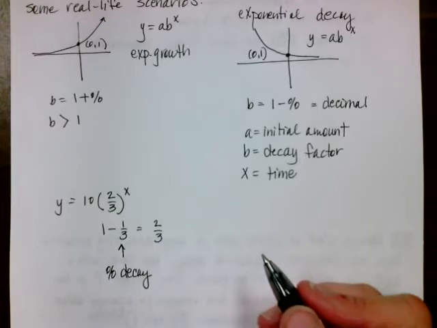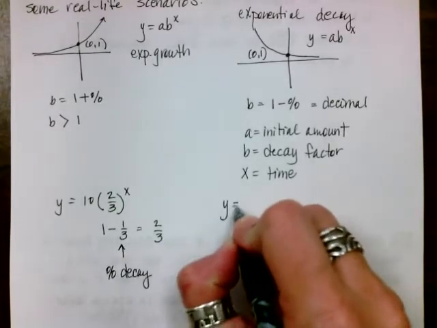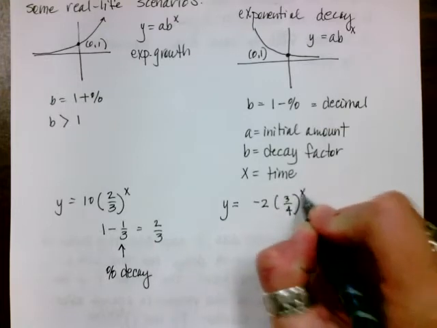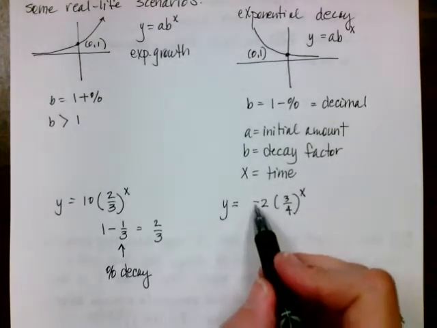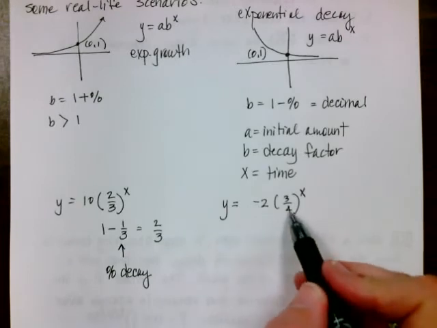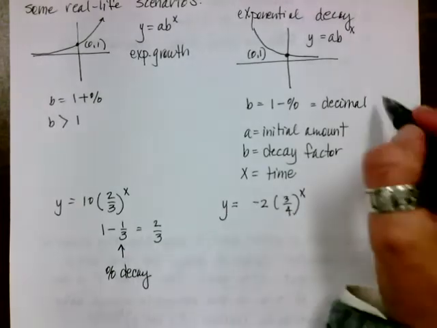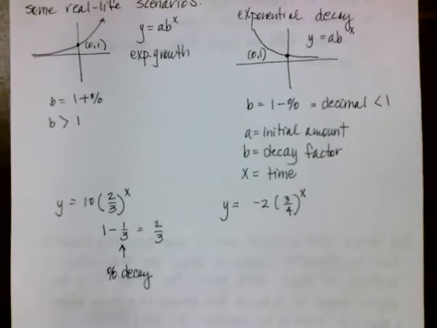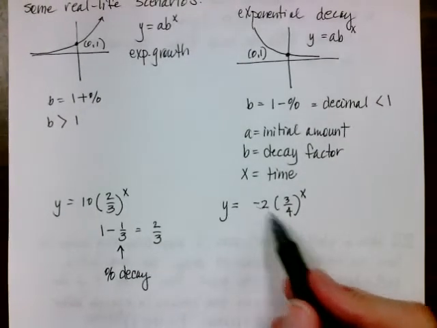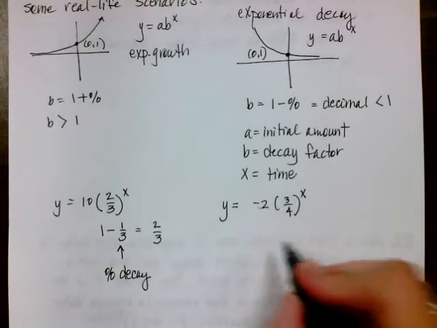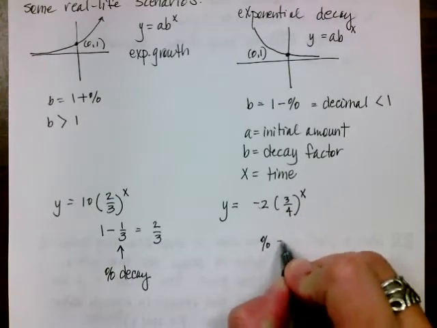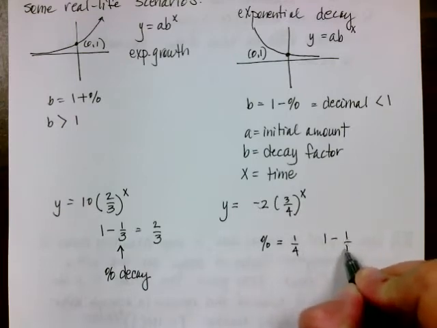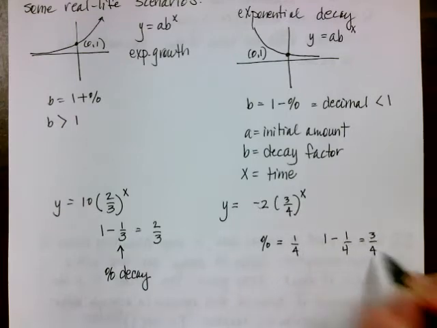Okay? If I had y is equal to a negative 2 times 3/4 raised to the x, the negative is still a reflection. This is less than 1, so I'm going to put less than 1 up there. And then this is a reflection across the x-axis. This is still a decay. My percentage of decay would be 1/4, because 1 minus 1/4 gives me the 3/4.